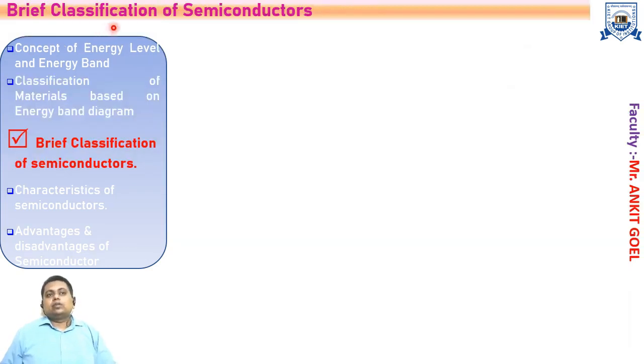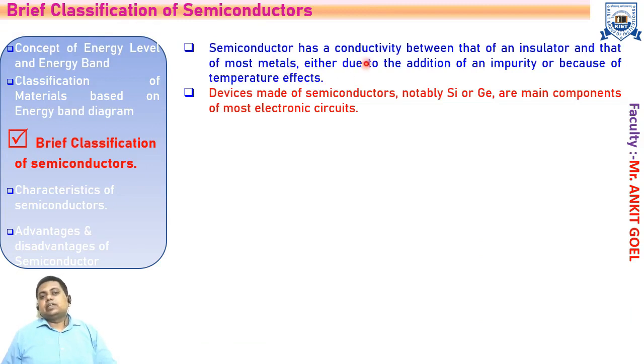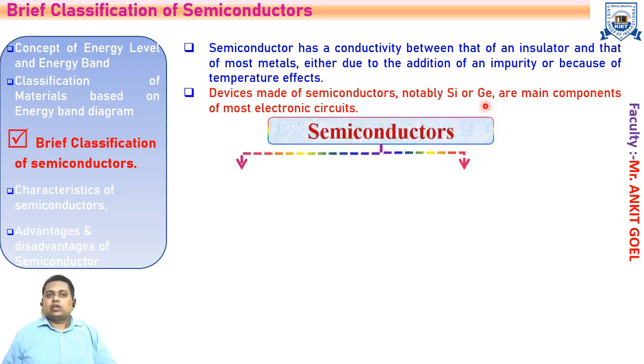If we talk about the brief classification of semiconductors, a semiconductor has conductivity between an insulator and a metal. The conductivity of a semiconductor can be increased by the addition of impurity, or by the process of doping, right? Temperature also affects the conductivity of the semiconductor. Many electronic devices are made of semiconductors, notably silicon and germanium, which are widely used for electronic circuits.